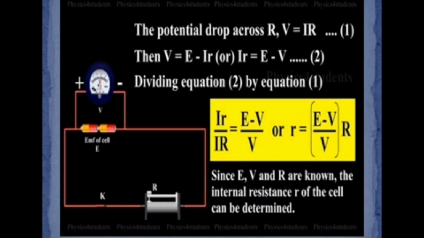Okay. So next we are going to see cells connected in series and parallel. Last class we saw resistances connected in series and resistances connected in parallel. So now we are going to see cells connected in series and cells connected in parallel.